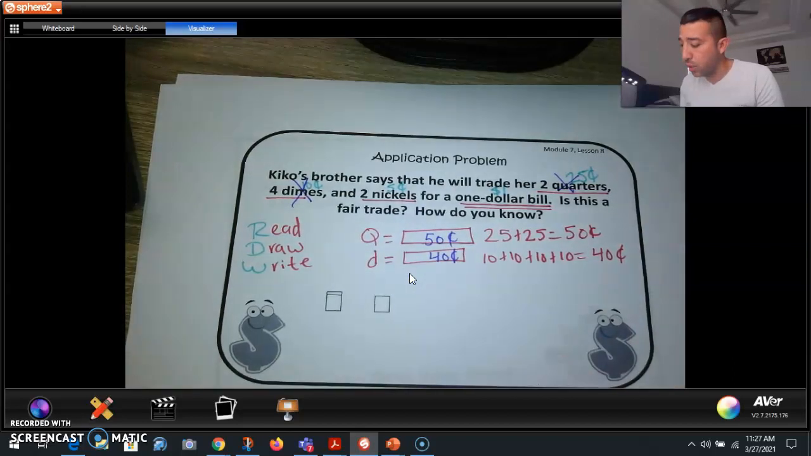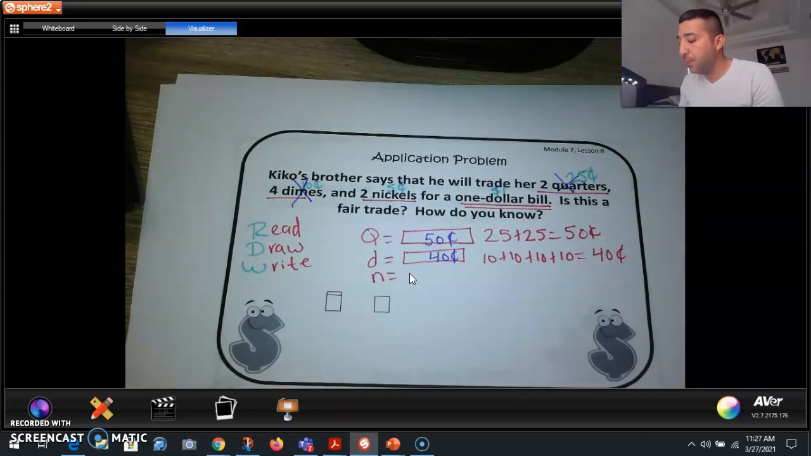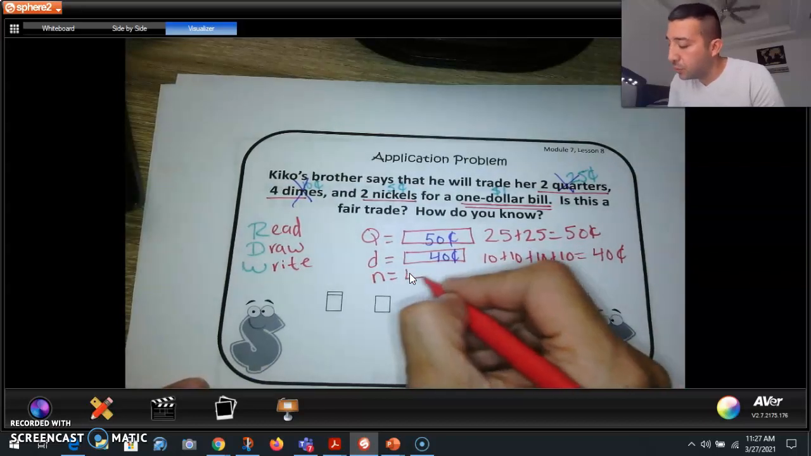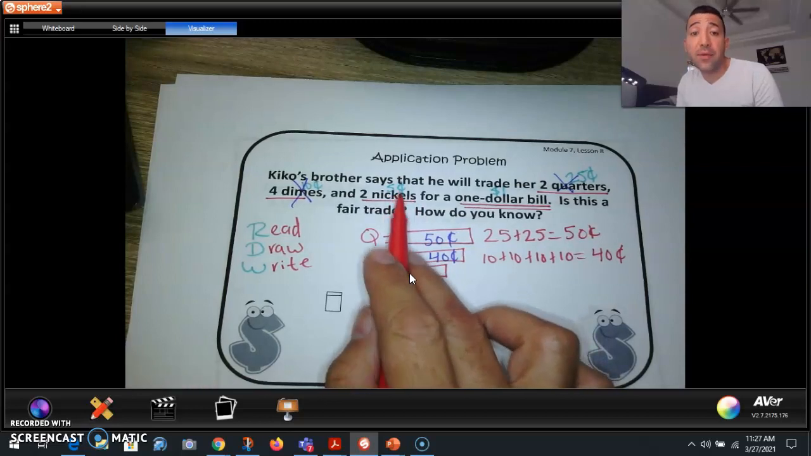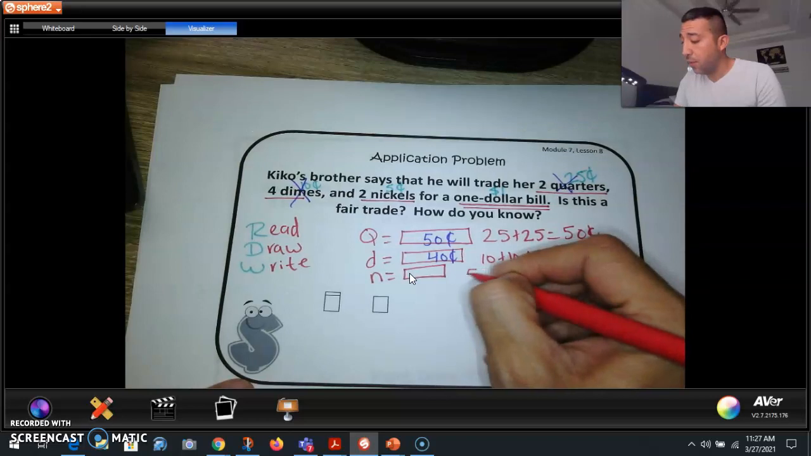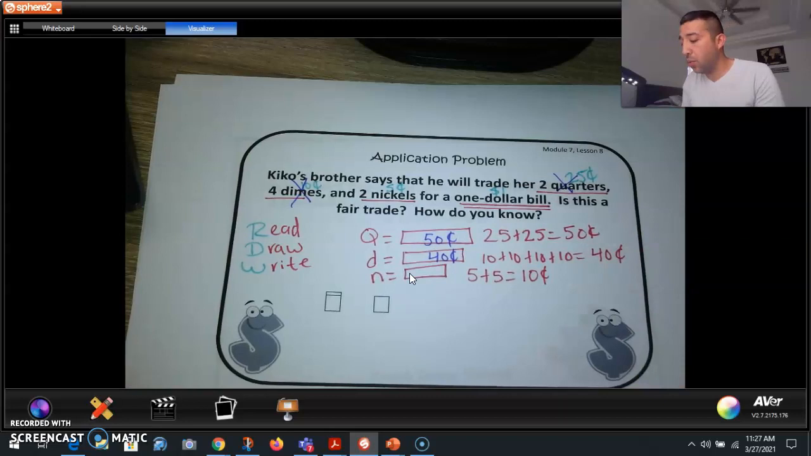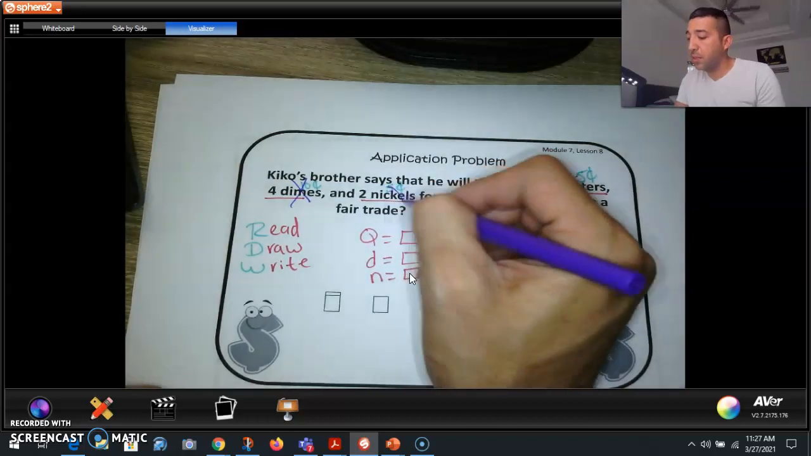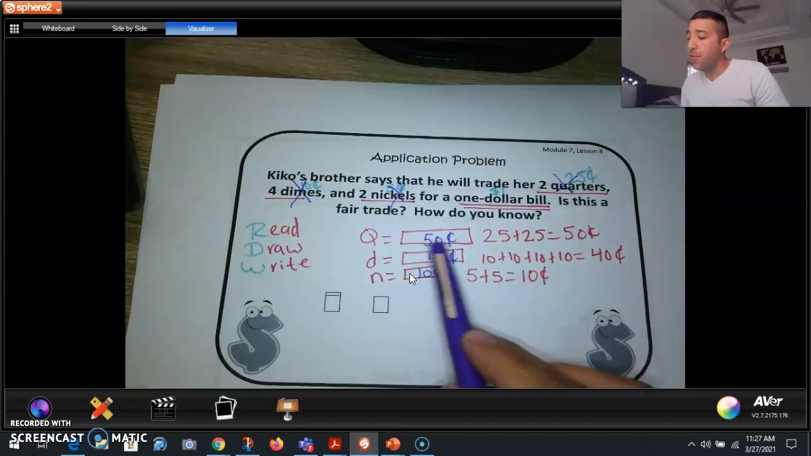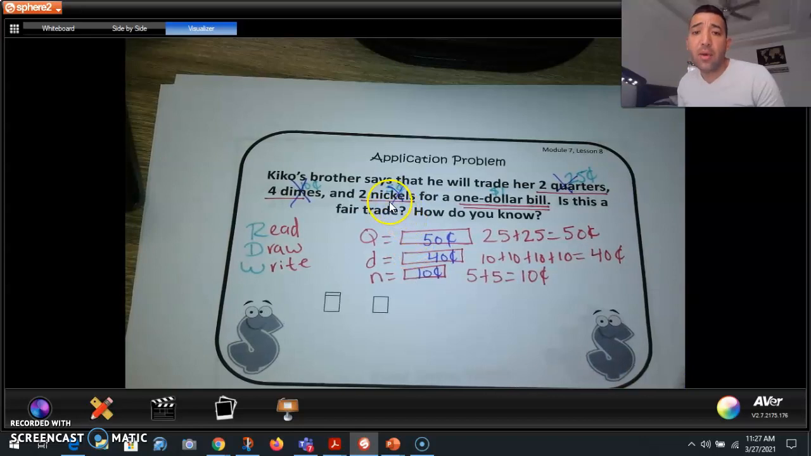Now 2 nickels. Let me write an N for nickels, and let me draw a tape diagram because I need to do my box for nickels. I'm going to be adding 2 fives, because nickels are worth 5 cents. So 5 plus 5 equals 10 cents. Let me cross it out. So we know that for quarters, Kiko has 50 cents, dimes 40 cents, and nickels, the total value is 10 cents.